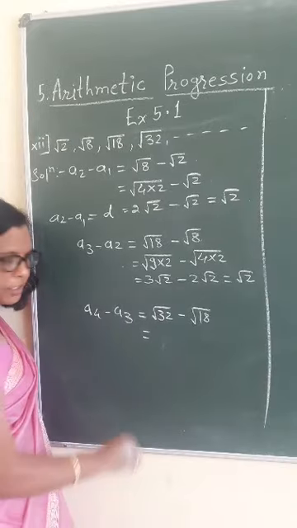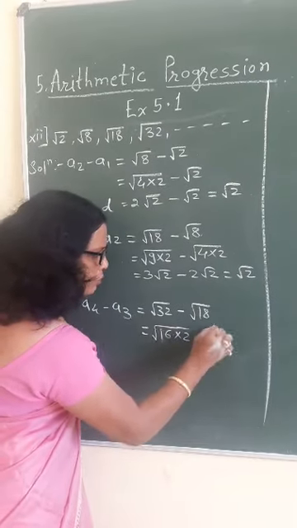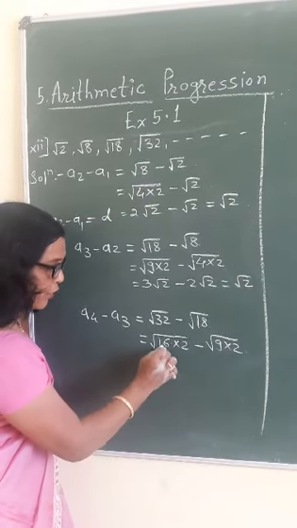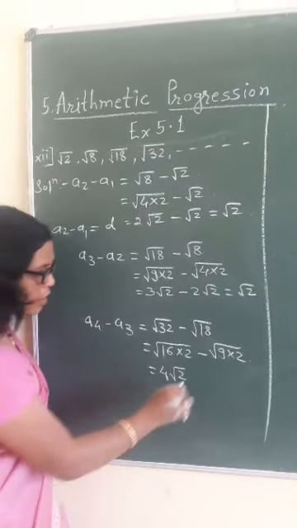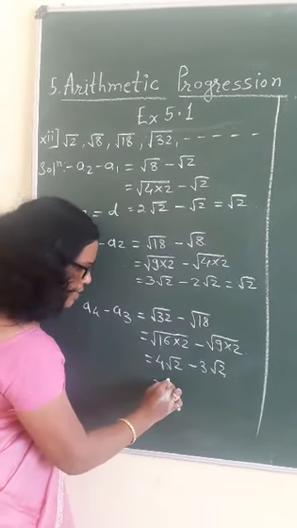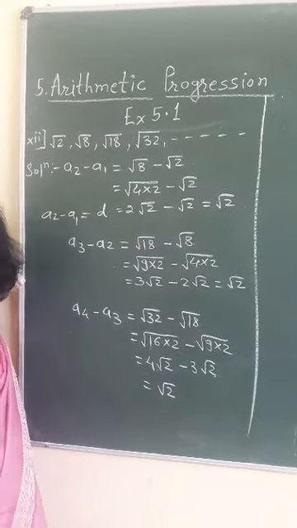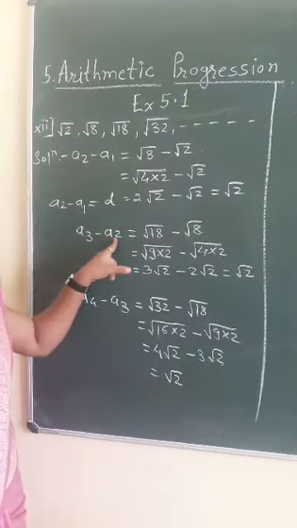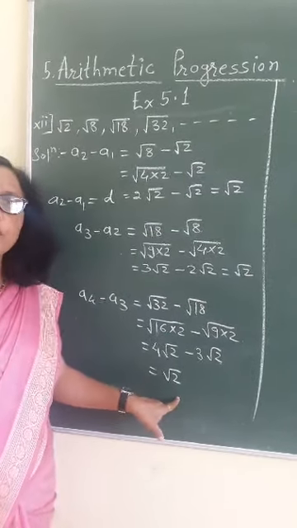Next is root 32. Root 32 can be written as 16 into 2, minus root 18, which can be written as 9 into 2. Square root of 16 is 4, but square root of 2 isn't possible, that's why we have to keep it in a square root. Minus square root of 9 is 3 root 2. Again 4 root 2 minus 3 root 2 is 1 root 2, means root 2. We are not writing it that way, that's why we write root 2 only. Are you finding A2 minus A1 value is root 2, A3 minus A2 value root 2, and A4 minus A3 value again we got root 2.